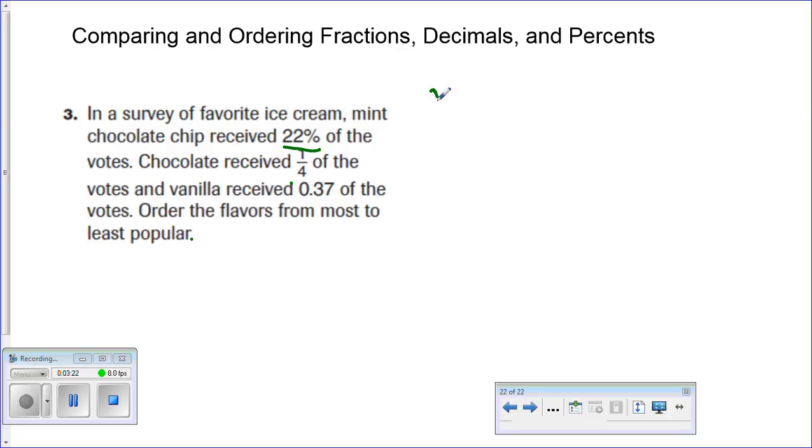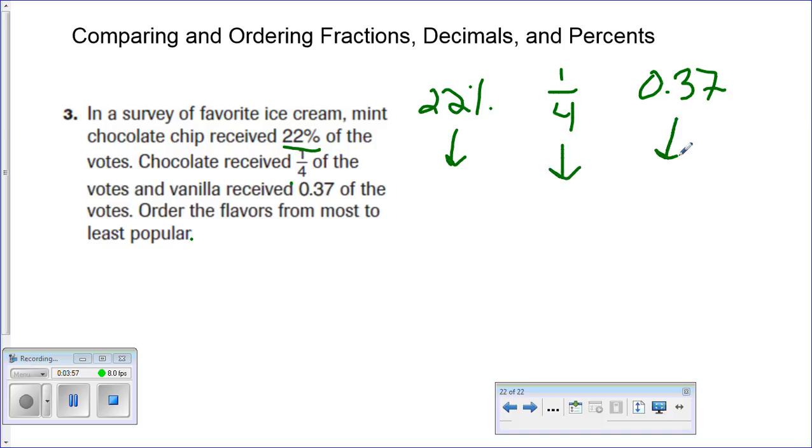So we have 22%, which makes sense, okay? And then when we look at the fraction, 1 out of every 4 people like chocolate, okay? And then we have this decimal number, which when we read this as a word problem doesn't really sound right, okay? So we need to make sure that we're comparing all of these in the same form. As I'm looking at this, I'm going to compare these all as percents, or you can even compare them all as decimal numbers. Okay, so 22%, we don't need to change it, that stays the same.